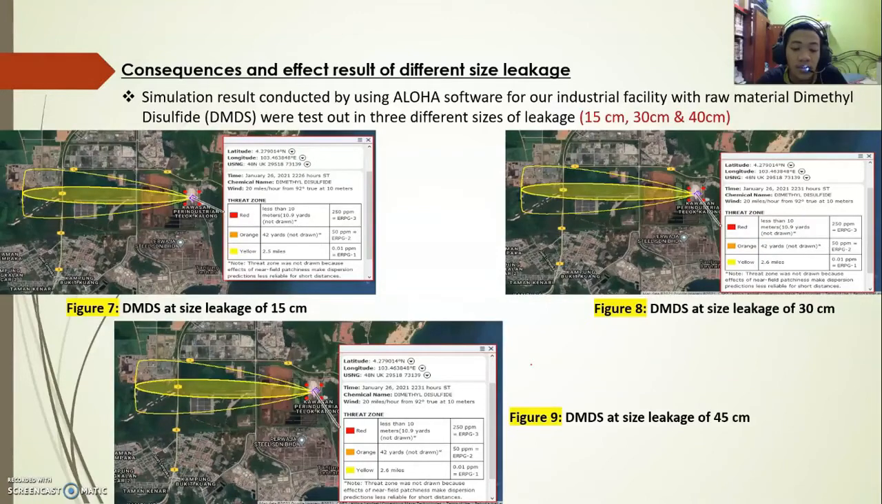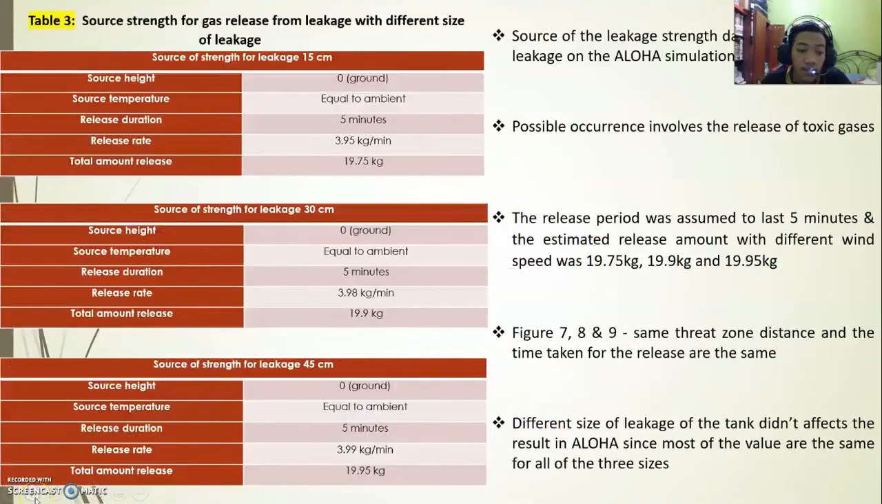The distribution in ppm of the DMDS was divided into 3 categories: yellow, orange-red, and red. The source strength data for the various leakage sizes in the ALOHA simulation is shown in Table 3. Table 3 shows the possible occurrence involving the release of toxic gases. The release period was assumed to last 5 minutes, and the estimated release amounts were 90.75 kg, 19.9 kg, and 90.95 kg. Since the leakage resulted in emission into the air with no combustion, it led to a harmful effect that might result in a fatal event.